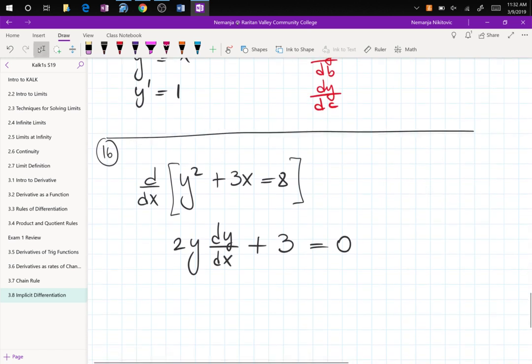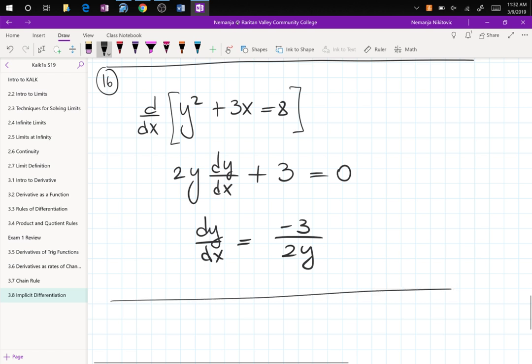We move 3 to the other side and divide by 2y to get dy/dx alone. So negative 3 over 2y. And that's it. That's the problem.